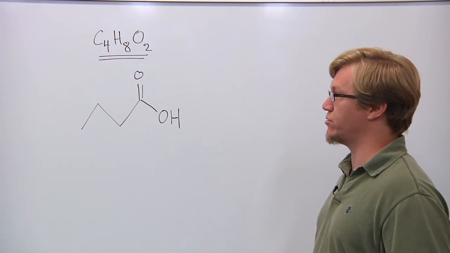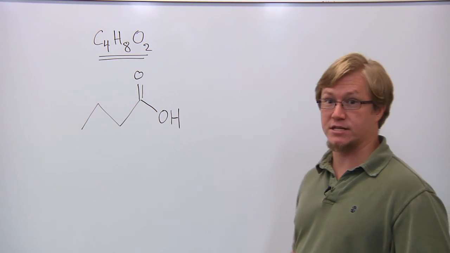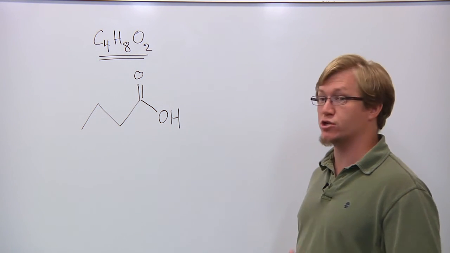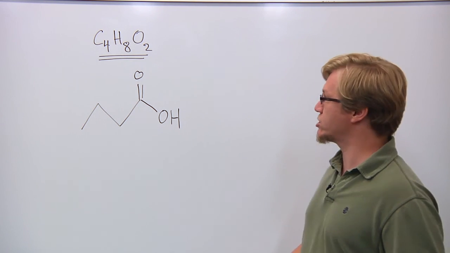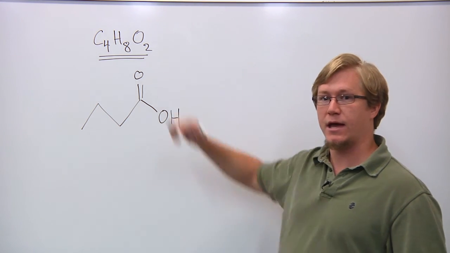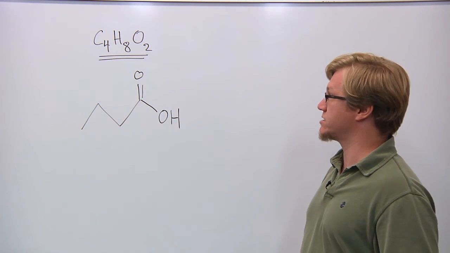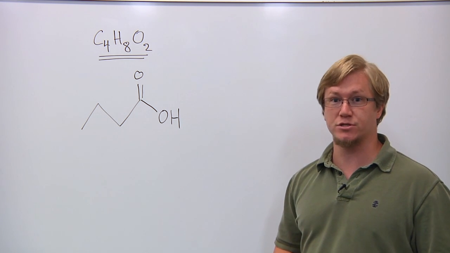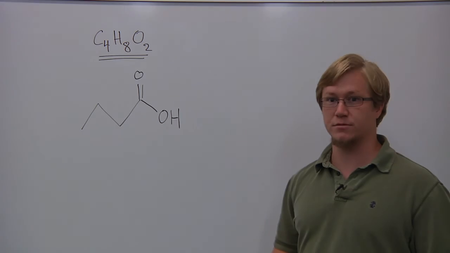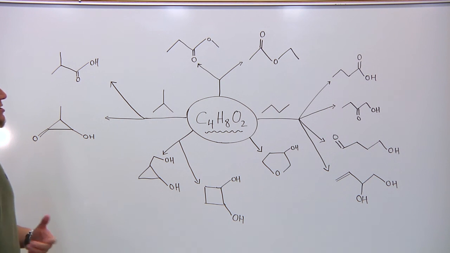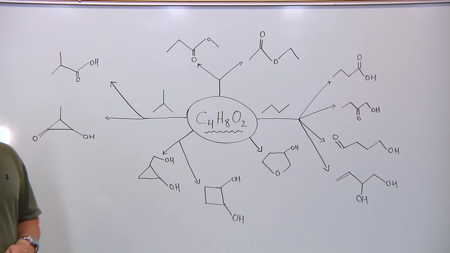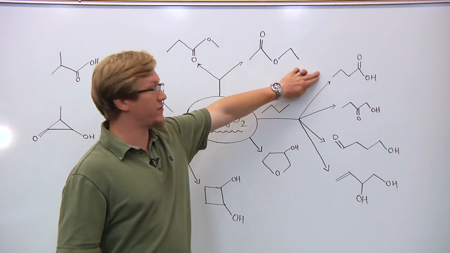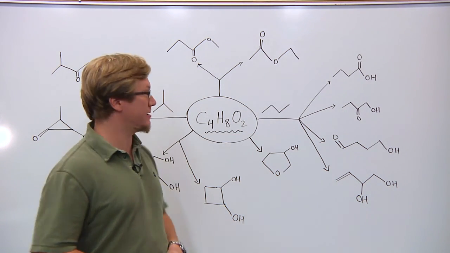Now what I want you to do is to open up your book to table 2.3 and look at some of the different functional groups and determine which ones you think would be possible in a molecule with the formula C4H8O2. And then we're going to look at some other examples using those functional groups. Now we're going to look at some more examples of molecules with the formula C4H8O2. The first one we have here is the example we just looked at.